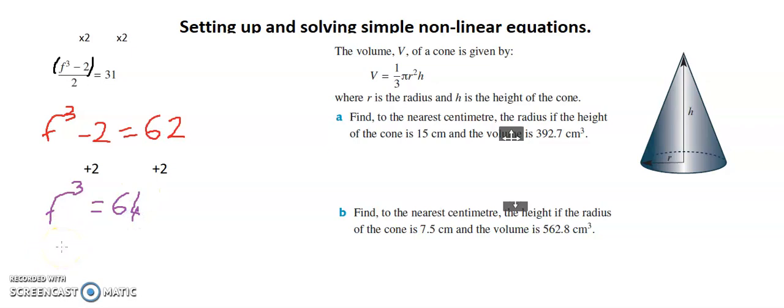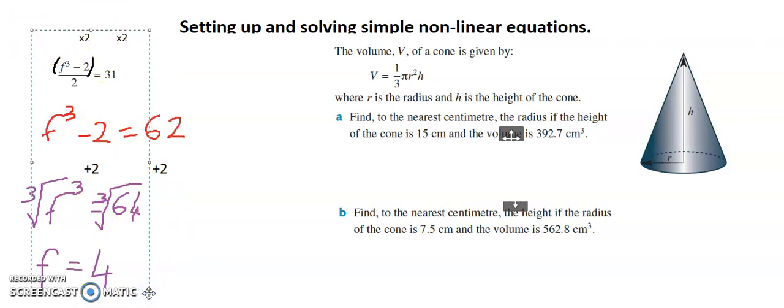Now, the next thing we need to be thinking about is that we want to get rid of the power of 3. So we need to do a cube root. I'm going to cube root both sides. That leaves me with just f. Now the cube root of 64: you need to be thinking about 3 numbers that times together to equal 64. That is 4, because 4 times 4 times 4 equals 64. Okay, I'll clear this off and we'll look at the second question now.